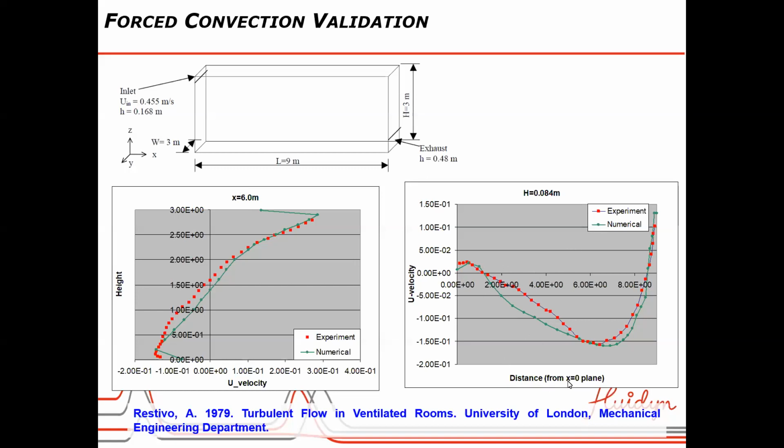Also, at the x equal to 0 plane, we have measured the u velocity variation there as well. So this is forced convection. Basically, we are supplying air forcibly at a particular velocity.